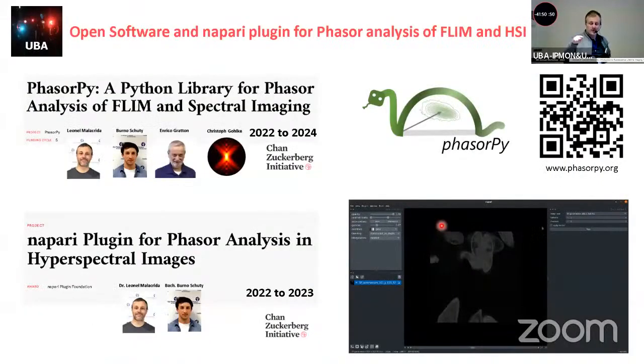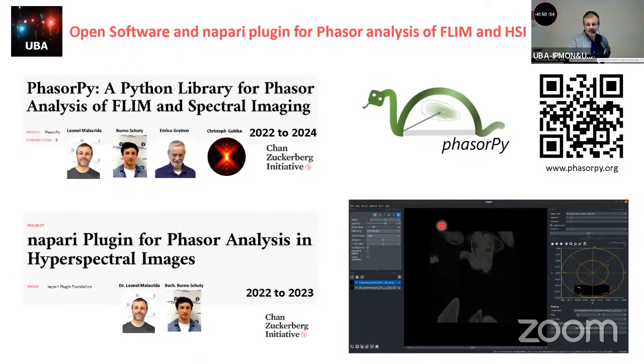I want to point out that we will learn more about the Phasor Pi, which is the new library to do phasor analysis on hyperspectral imaging and spectral phasor. And Bruno is also developing this Napari plugin that we will teach more about in the practical session.